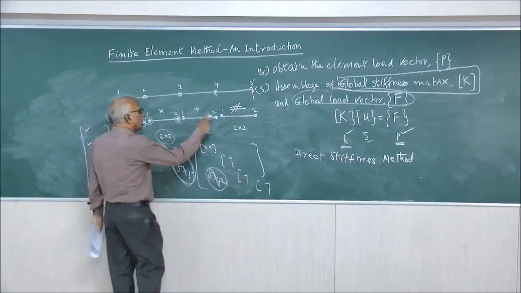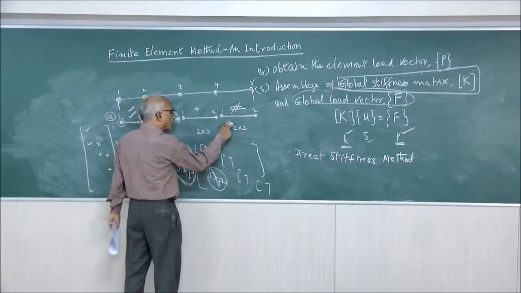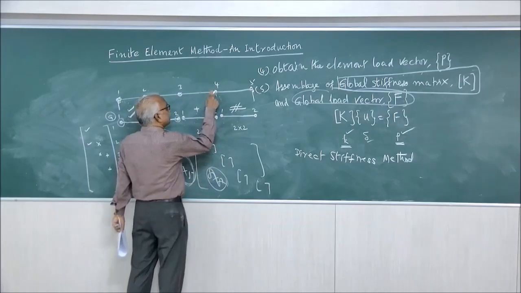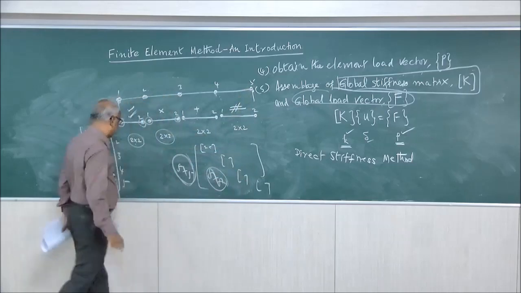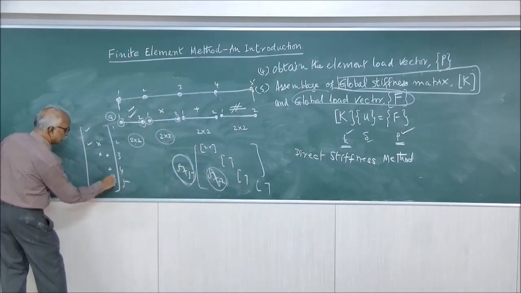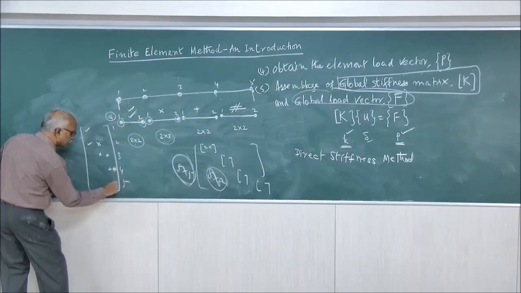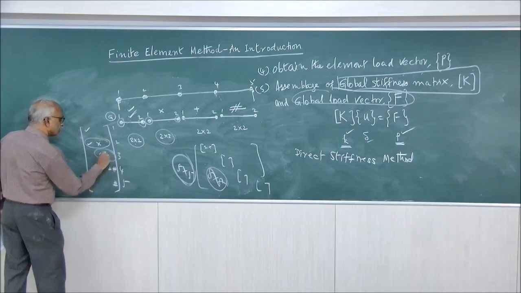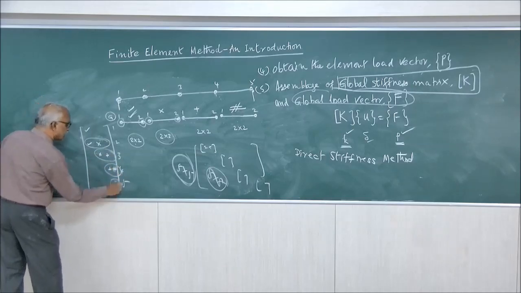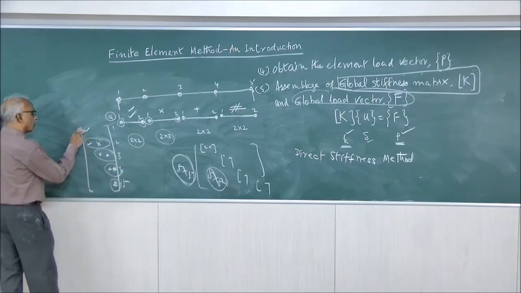Node number 1 of element number 4 contributes to 4 of the structure. Node number 2 contributes to 5 of the structure. Therefore, for element number 4, these are the values. So these values, if you add, this is the contribution from element number 1 only.